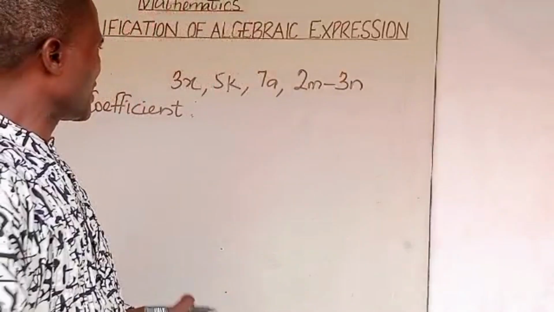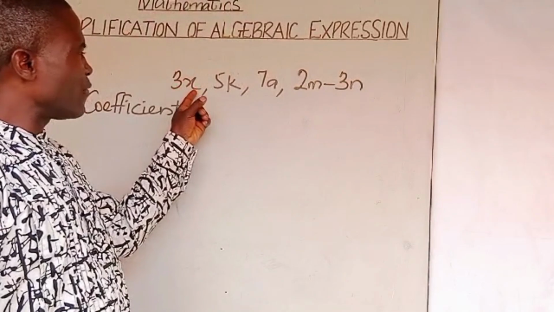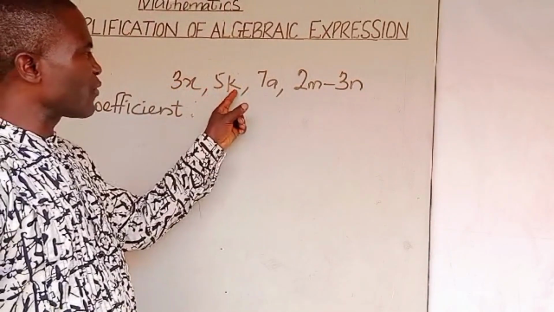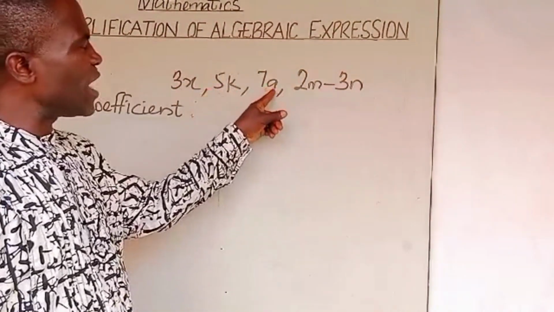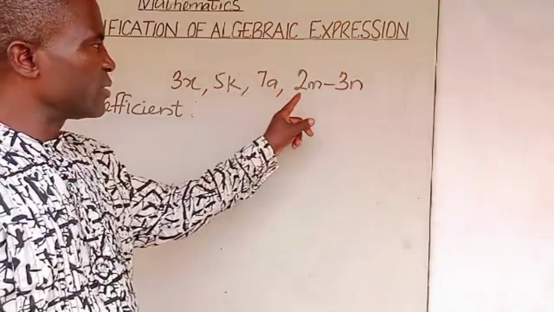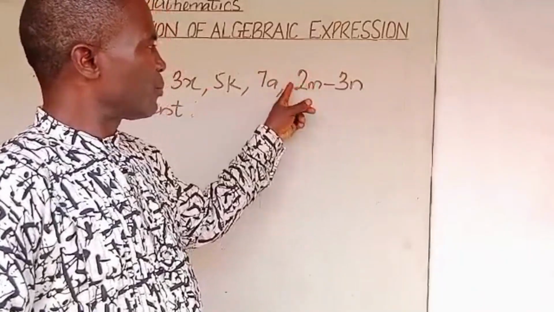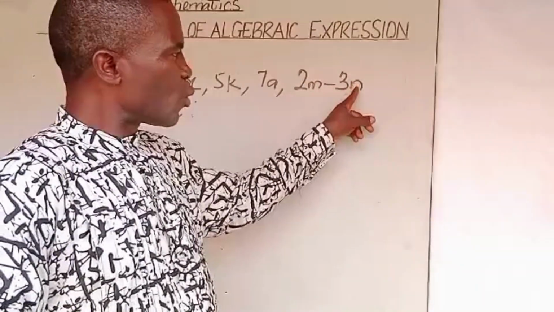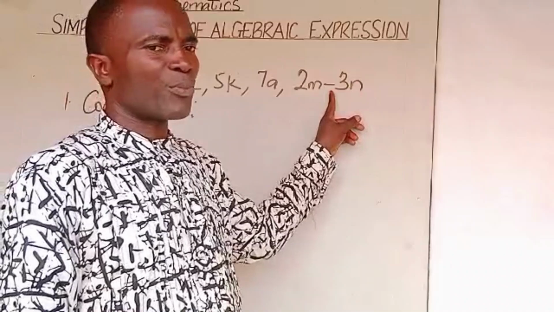Now, let us take, for instance, 3x. So the coefficient of x here is 3. 5k, the coefficient of k here is plus 5. 7a, the coefficient of a here is plus 7. 2m, the coefficient of m here is plus 2. Then 3n, the coefficient of n here is minus 3.